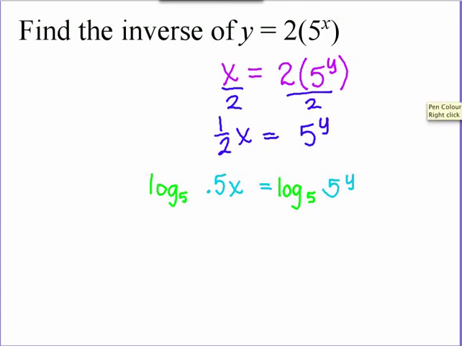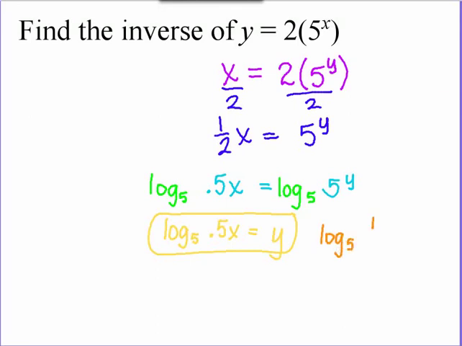Now on the left side, I've got log base 5 of 0.5x. On the right side, the log base 5 and the 5, remember those two match, so they cancel, and that's going to leave me with y. Another way you could write that is log base 5 of 1/2 x equals y. Either way is fine. Okay, so questions?